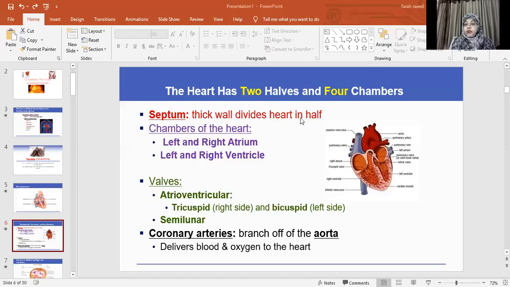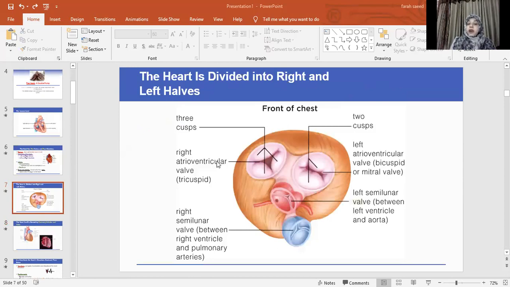our slide again. Okay, now look here: the septum, a thick wall, divides the heart into halves. We have four chambers, left and right sides, left and right atrium and left and right ventricles. Two valves are there, bicuspid and tricuspid. Now look at this one. Here they are showing you the valves.